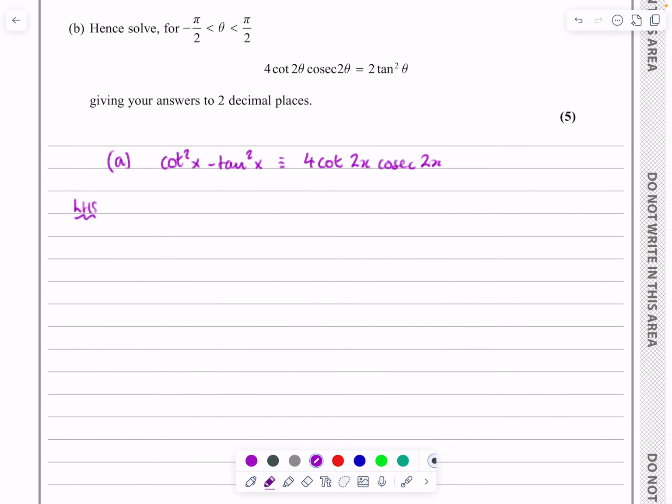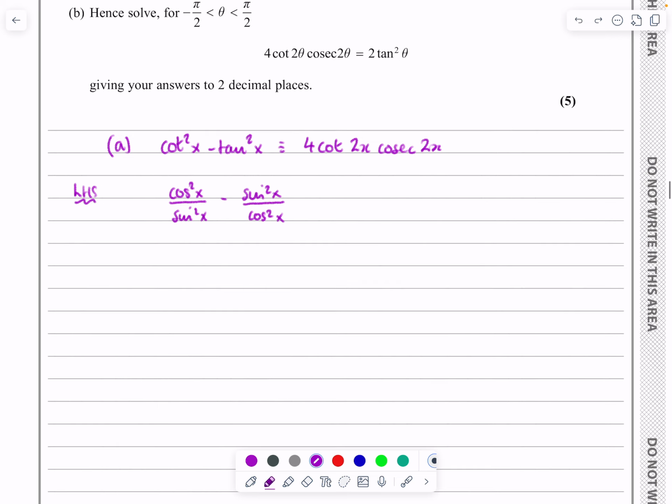Simply because if I think of cot, I know that cot squared is cos squared over sine squared, and I know that tan squared is sine squared over cos squared, and that just looks like a really promising way to get started. I know what the next stage is going to be, multiply the bottom two together. So I might go 3 or 4 steps through this, think it's not getting anywhere, and then go start with the right-hand side. But let's keep going with this left-hand side.